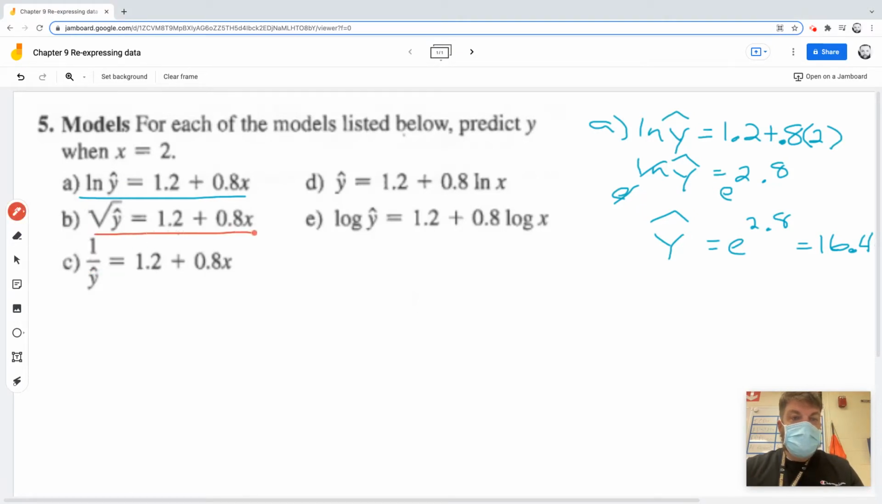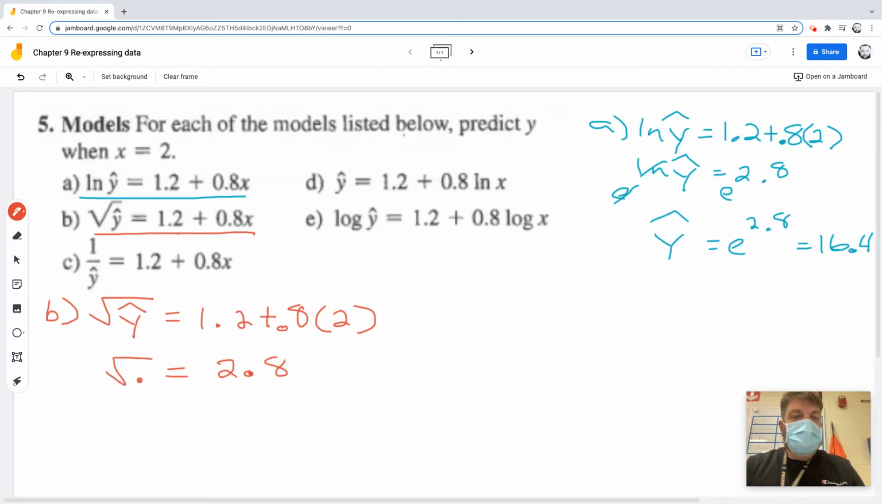I've got the square root of this thing. So I'm going to do that over here. For B, I'm going to take the square root of y hat is equal to 1.2 plus 0.8x. The good news is that most of these, the values are going to be the same, right? So what's the value of this bad boy? Well, it's still 2.8, right? 2.8.